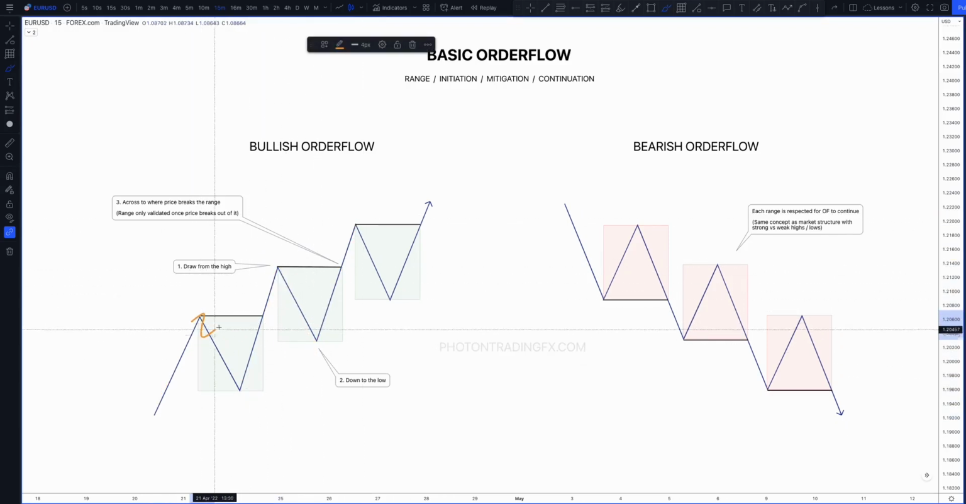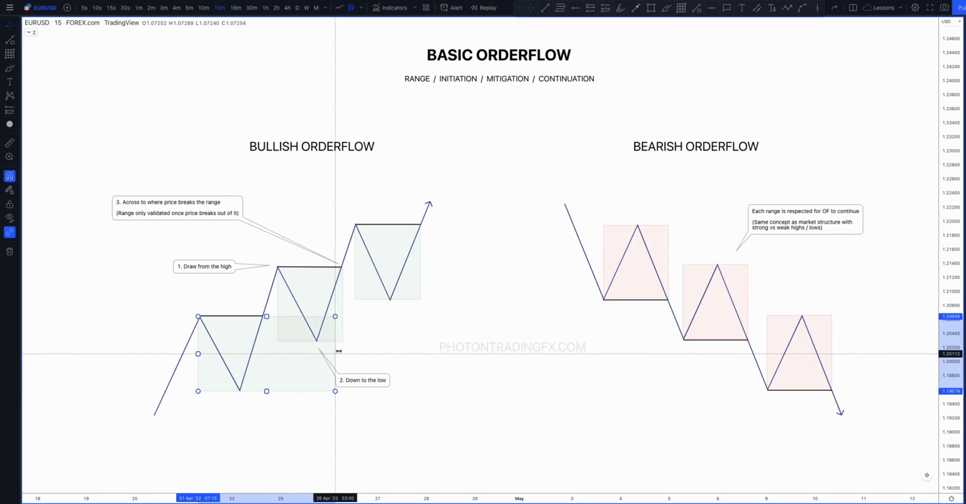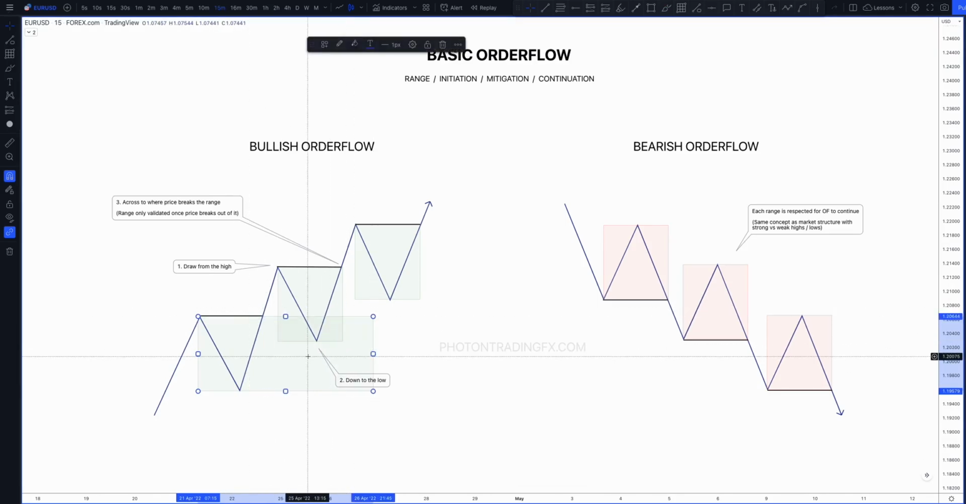Now, each of those pullbacks, whether it's a swing pullback or an internal pullback, whatever, it's just price pulling back. When it then breaks the high, that whole sell to buy range, from the high to the low, essentially that green box, is demand. If it breaks to the upside, that's your demand area. That's your demand range. So anywhere within that box is where you have your demand range.